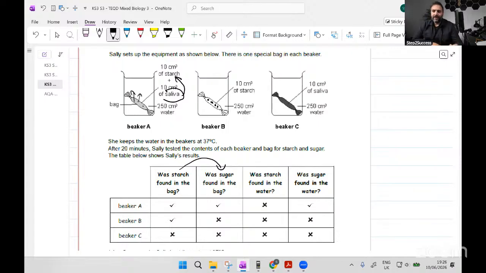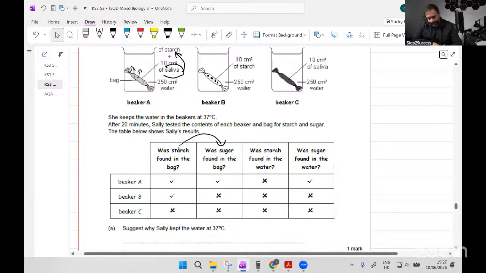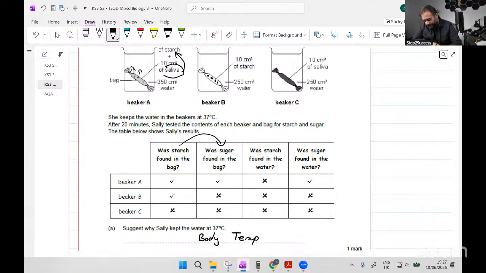So always with these questions, take your time to understand the information, right? If you just jump into the question, sometimes it's really hard to then go backwards and understand it. Why did we keep the water at 37 degrees C? Because it is your body temperature, and we're trying to replicate what happens in the body.